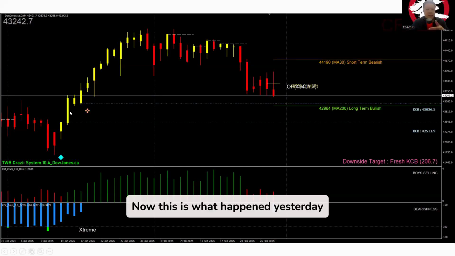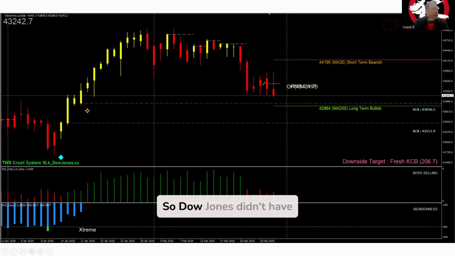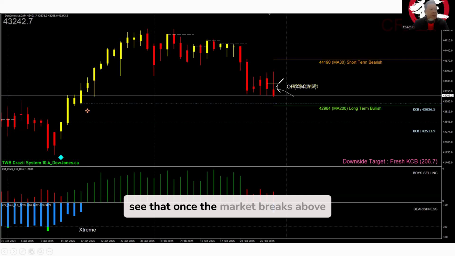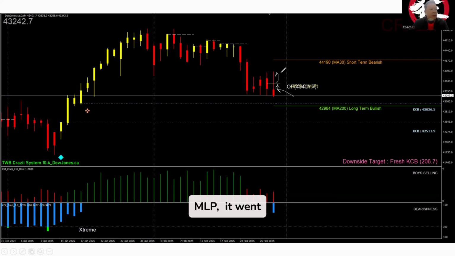Now, this is what happened yesterday on the Dow Jones. So let's do a recap. The Dow Jones didn't have any pivot yesterday, so basically, because of that, above OP is a buy. And you can see that once the market breaks above MLP, it went even higher. So that is the power of the no pivot.